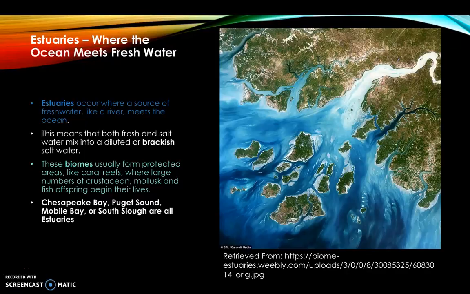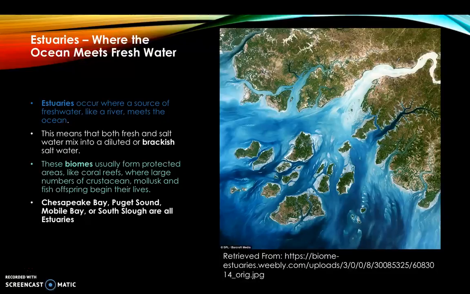Estuaries are where the ocean meets fresh water, like a river or stream. This means that both fresh and salt water mix into a diluted or brackish salt water. These biomes usually form protected areas like coral reefs, where large numbers of crustacean, mollusk, and fish offspring begin their lives. So it's actually a nursery for a lot of marine life, and we'll talk more about that later.